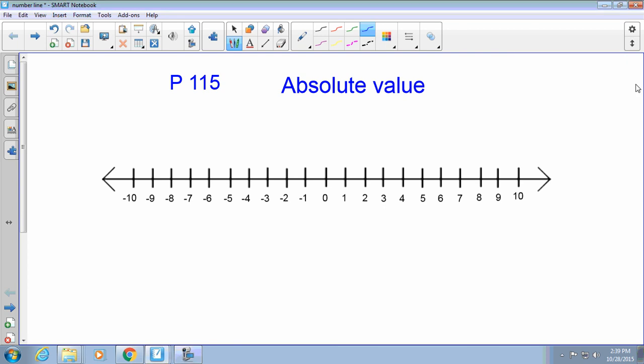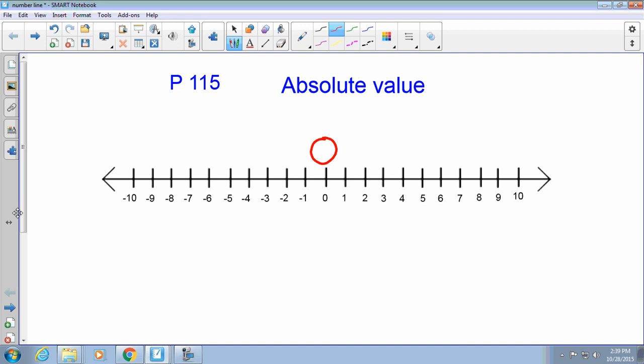All right, we're on page 115, and we are working on absolute value. We have a number line here, and again, we want to make sure we go back to 0. We know that as things go away from 0 to the right, they get bigger, and as they go to the left of 0, things get smaller.